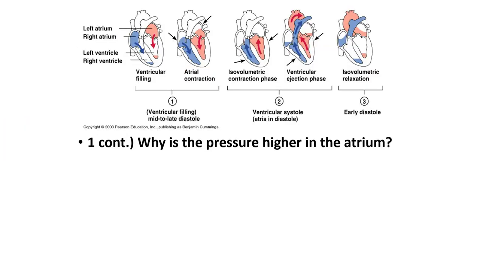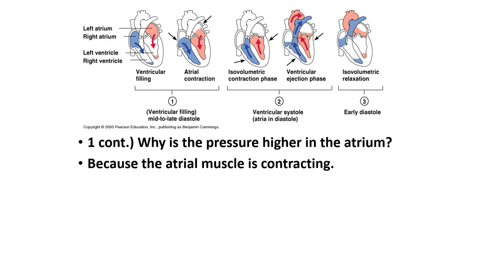Why is the pressure higher in the atrium? Because the atrial muscle is contracting, again decreasing the volume of the atrium. That's going to increase the pressure. It's going to open up the tricuspid and bicuspid valves and let blood flow through.